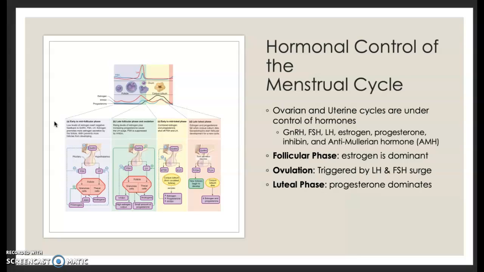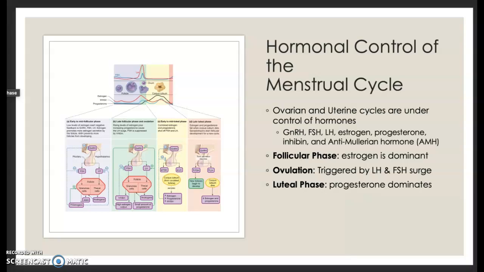So we're going to talk about some of the hormonal controls of the menstrual cycle. We have a nice little diagram here to make things a little bit easier. Ovarian and uterine cycles are under the control of hormones, and a lot of the hormones are secreted through the follicles, through the corpus luteum, things like that. So we have GnRH, FSH, LH, estrogen, progesterone, inhibin, and anti-Mullerian hormone, which is going to be abbreviated as AMH.